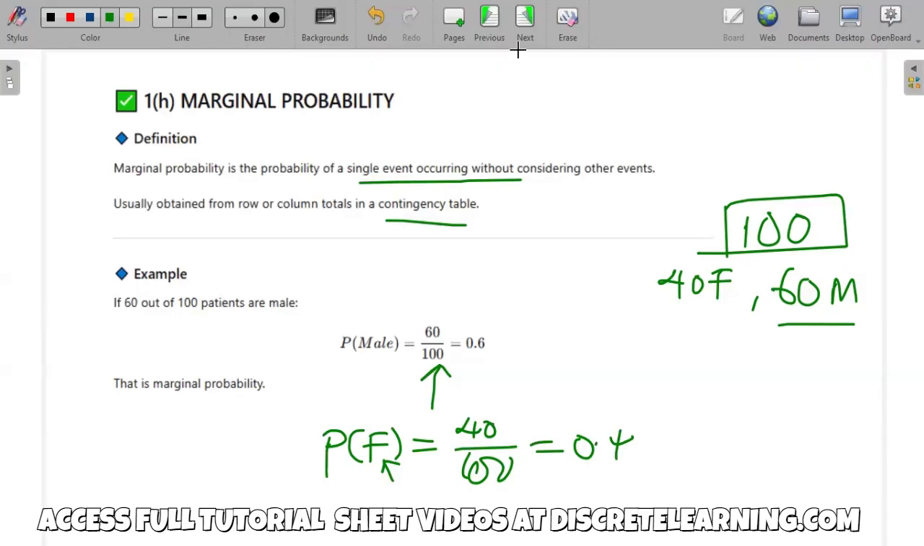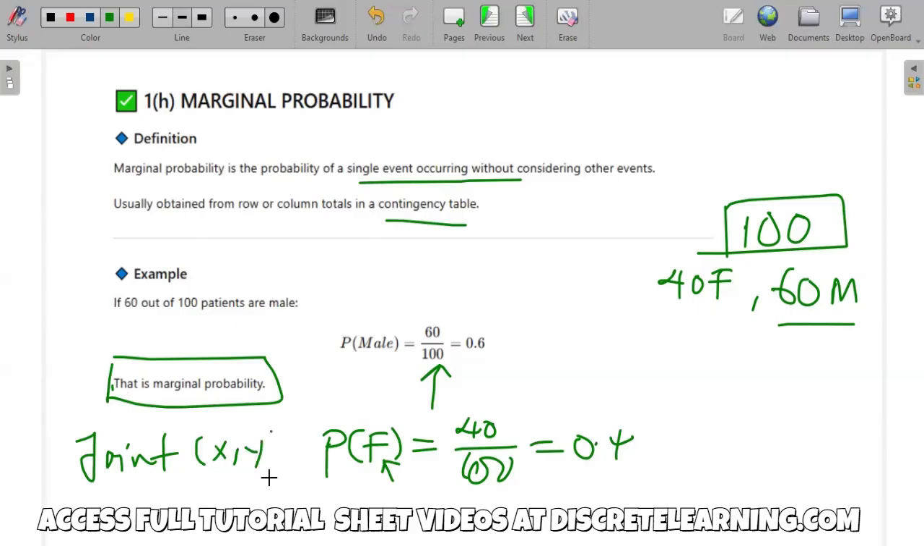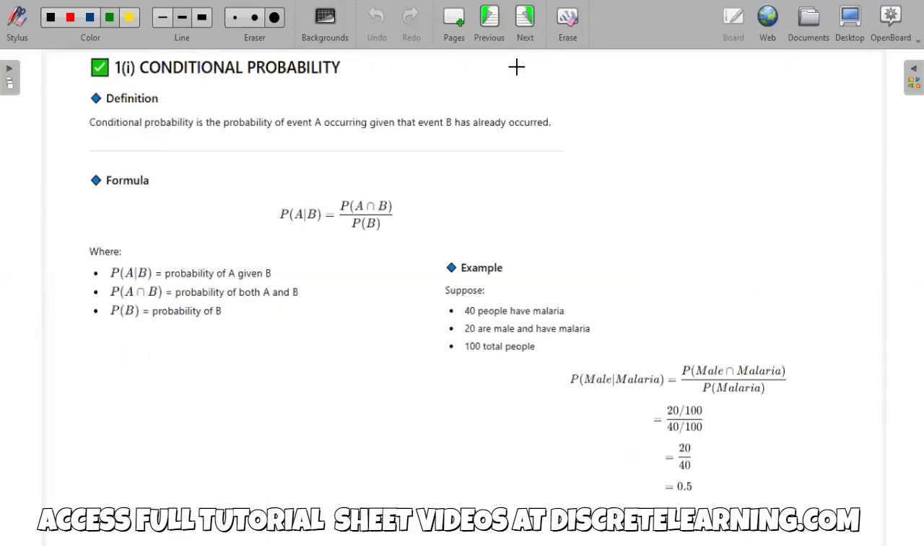Usually you talk about marginal probability when you talk about the joint probability. So let's say you have two random variables, x and y, and you just want to find the probability of x. You forget about the y. That's when you talk about the marginal probabilities. We're going to understand them better later on. We can talk about them in detail, but here I'll just give you a definition.